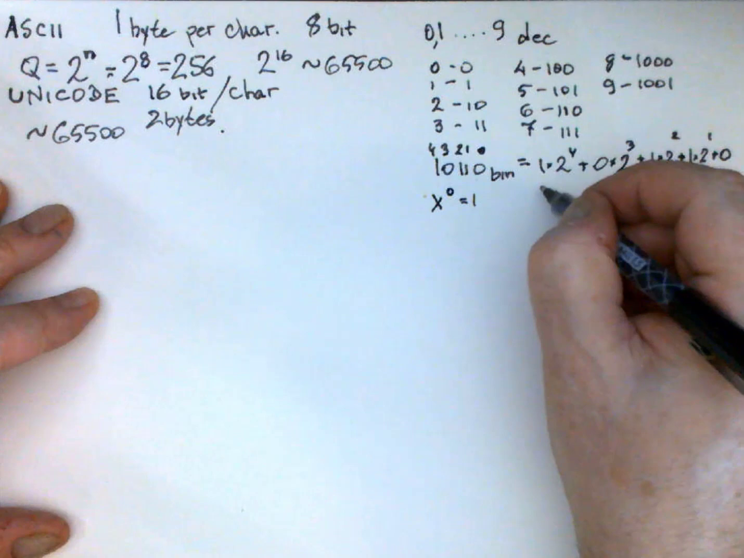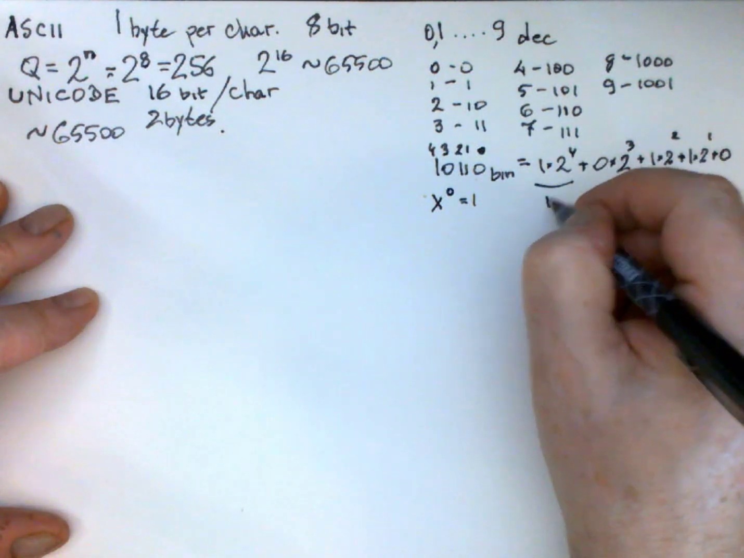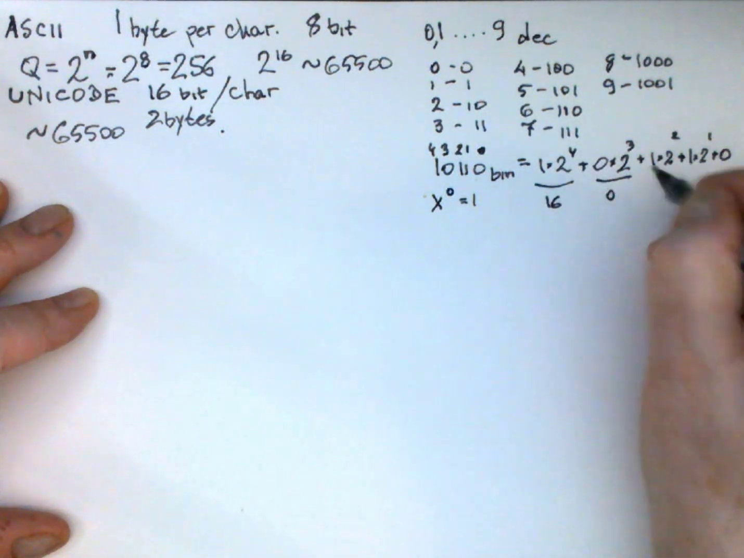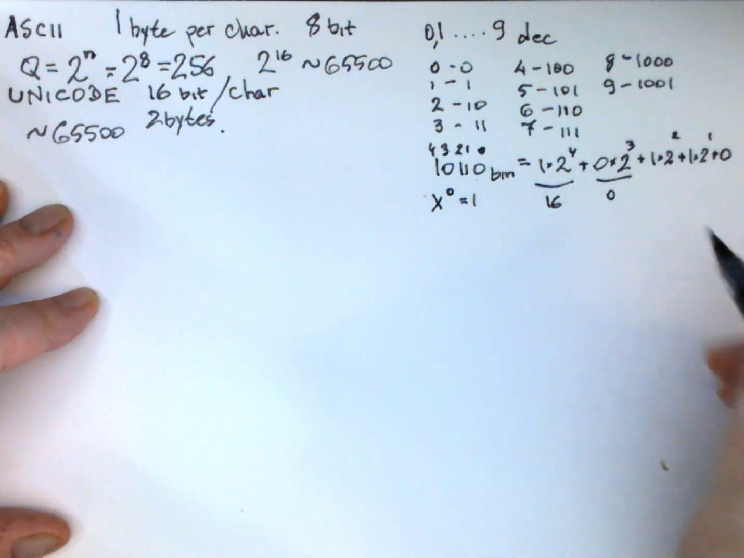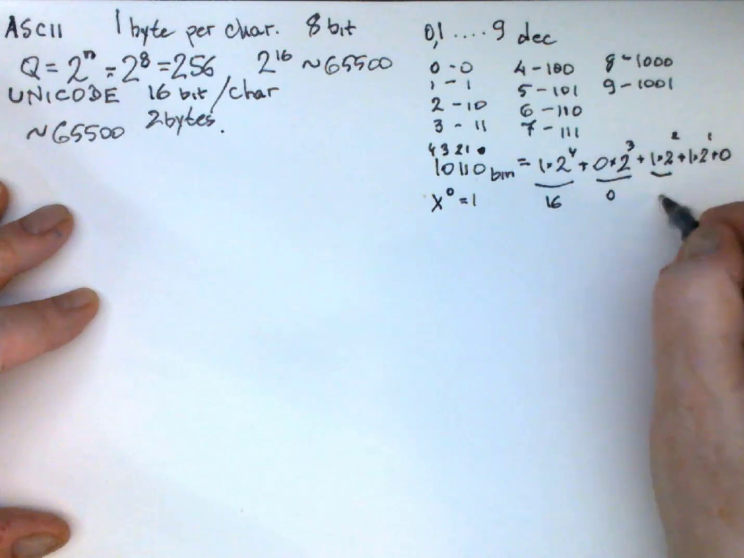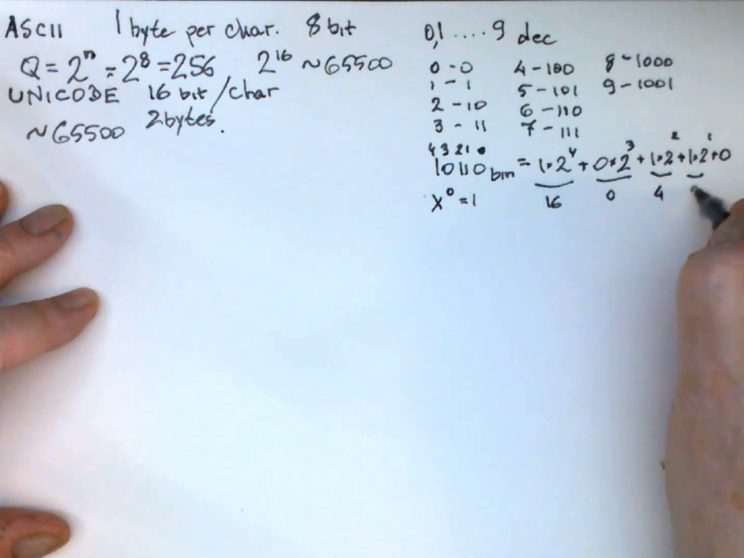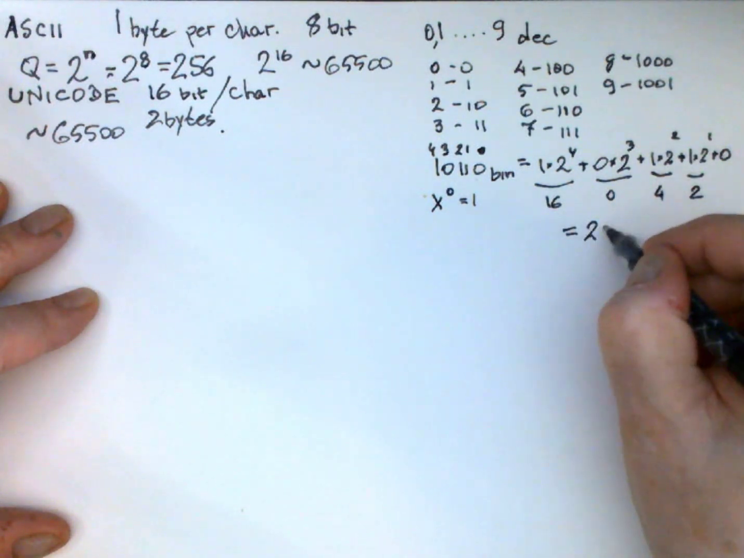So now we can calculate. 2 in the power of 4 is 16. This is 0 because 2 in the power of 3 is 8, but multiplication by 0 gives us 0. This is 4 and this is 2. So that is 22 decimal.